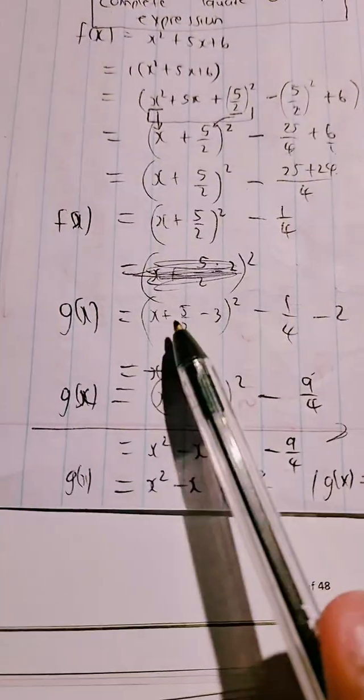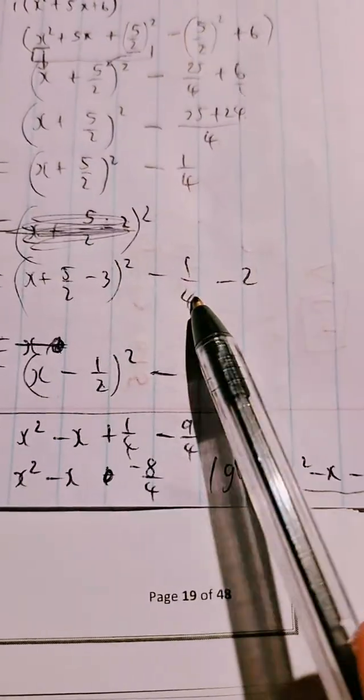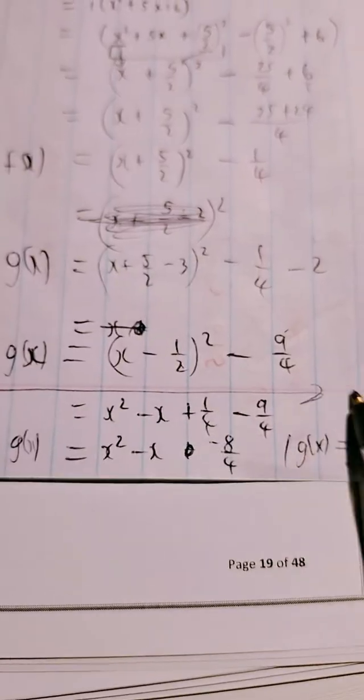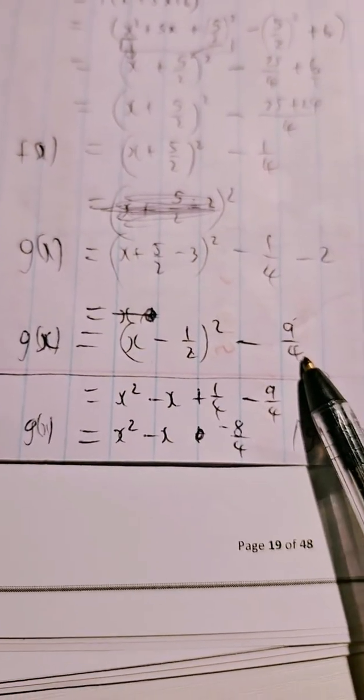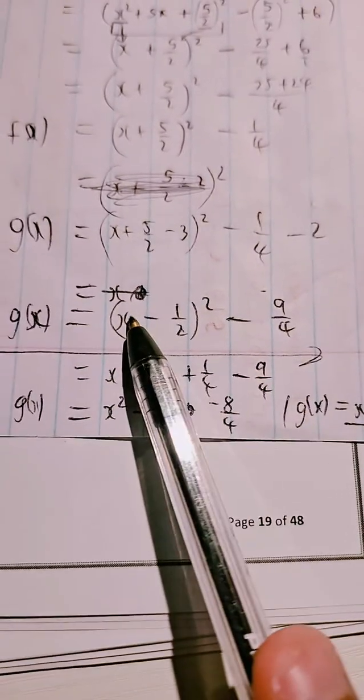Okay, then guys, we can take our calculator, add 5 over 2 minus 3 gives us negative half. Negative 1 over 4 minus 2 gives us negative 9 over 4. And we can see this is the new function of g of x. If they say leave the function in this form, there you have it. But if they say leave the function in your standard quadratic form, then you can expand this.